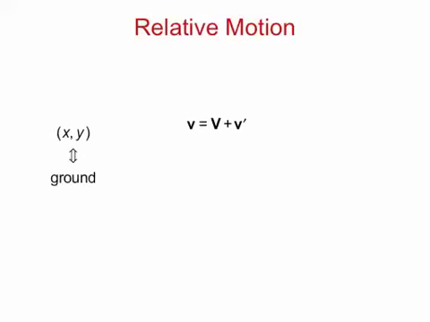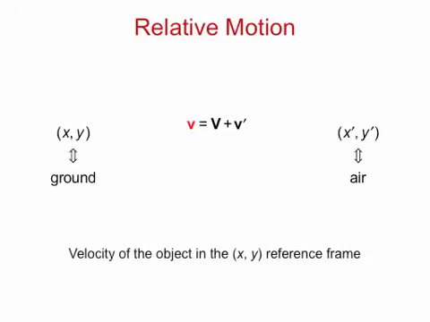Well, the xy coordinates are fixed to the ground, and the x prime y prime coordinates move with the wind or air relative to the ground. Little v is the velocity of the object relative to the xy frame. So in this problem, where the object is the jet, little v becomes the velocity of the jet relative to the ground.